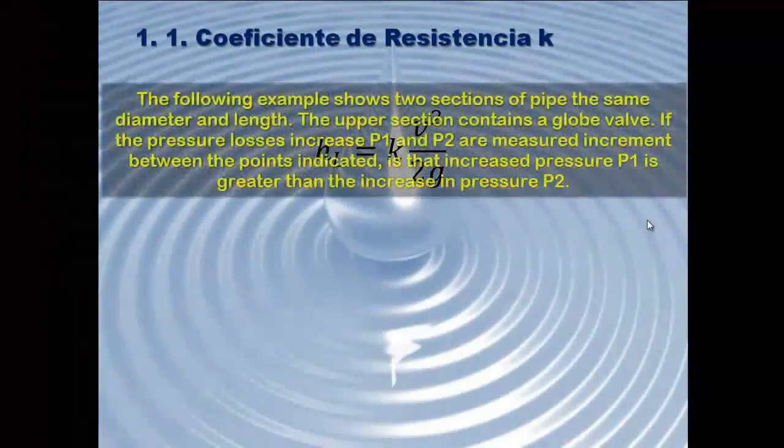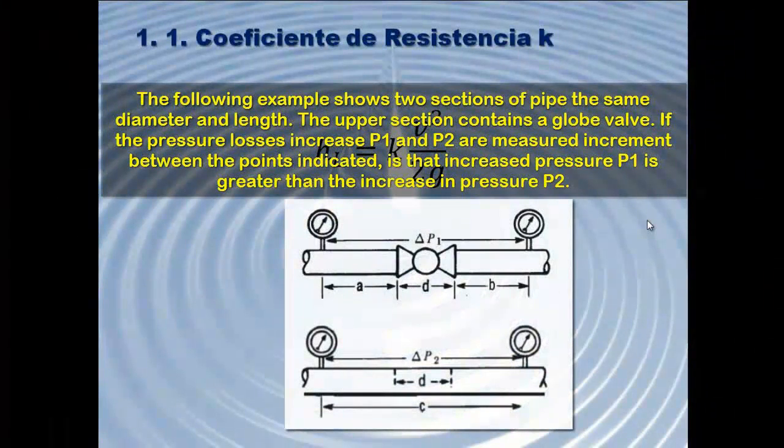The following example shows two sections of pipe of the same diameter and length. The upper section contains a globe valve. If the pressure loss increases P1 and P2 are measured between the points indicated, the pressure increase P1 is greater than the pressure increase P2.